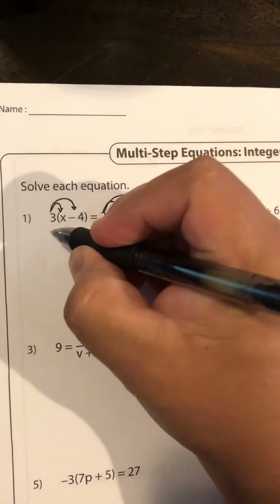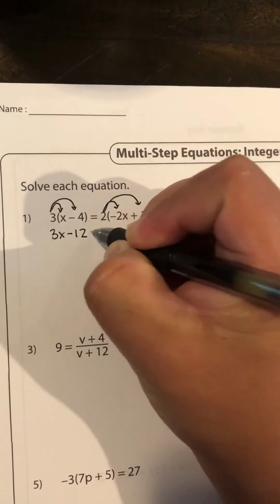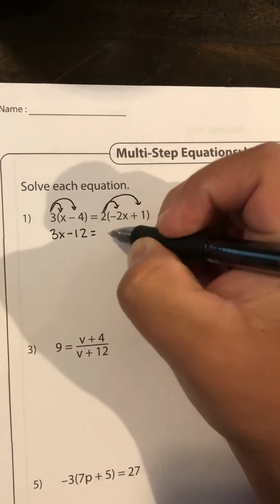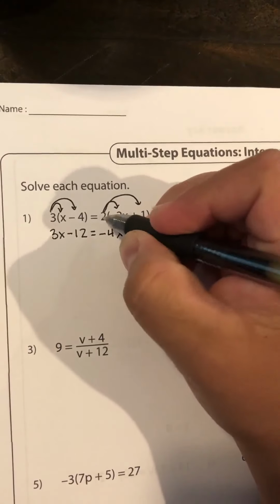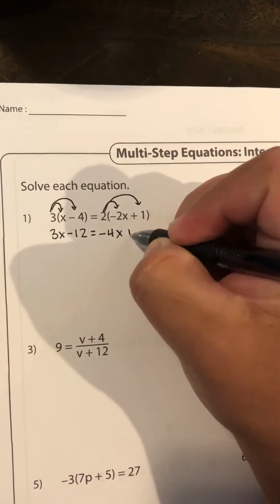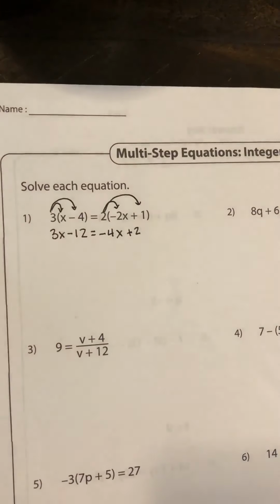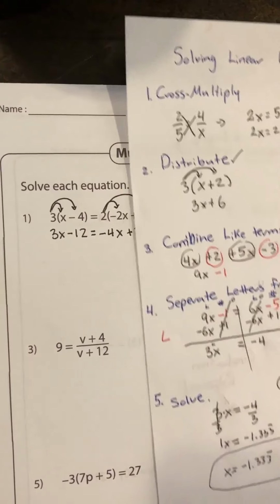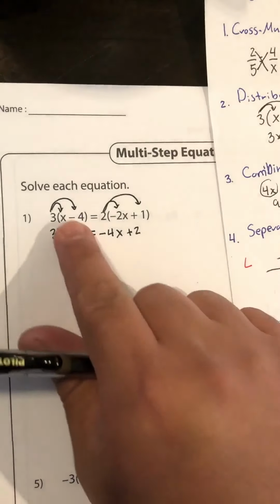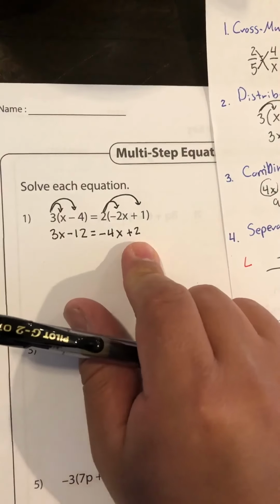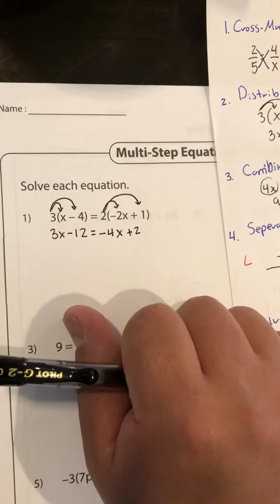So 3 times x gives me 3x, and 3 times negative 4 gives me negative 12. 2 times negative 2x gives me negative 4x, and 2 times positive 1 gives me a 2. Okay, so we've done step 2, which is the distribution step. Now we're going to see if we can combine like terms on each side. So these don't combine and these don't combine. So we're going to move on to our next step, which is separate letters from numbers.